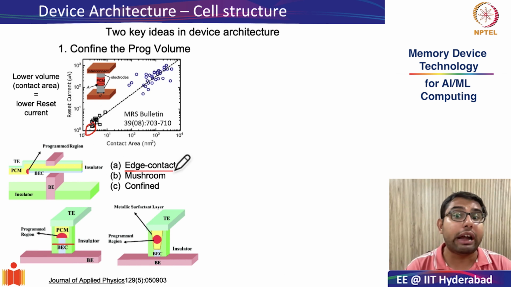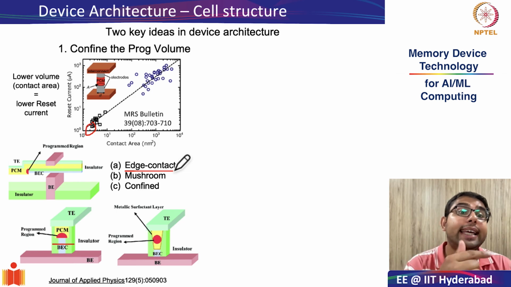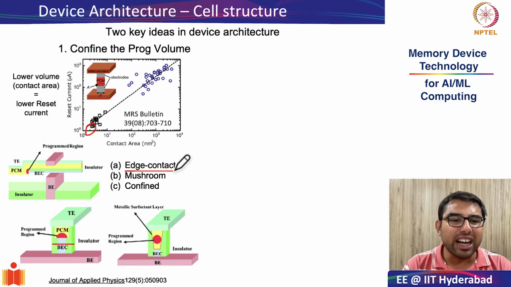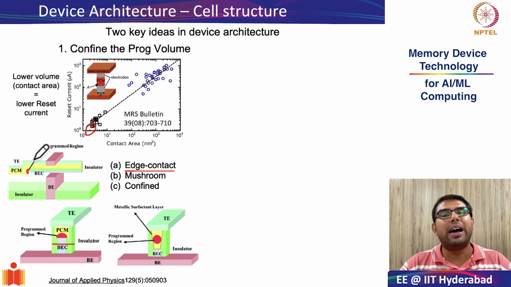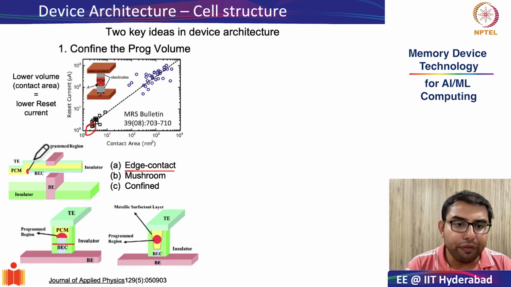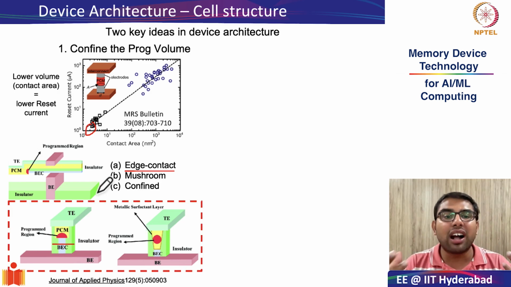You can go and search literature, lot of interesting papers, even using carbon nanotubes. However, as you can understand, the edge contact area will have problems in manufacturing yield, and therefore the common techniques of trying to make commercially viable products is your mushroom and confined cell architecture.